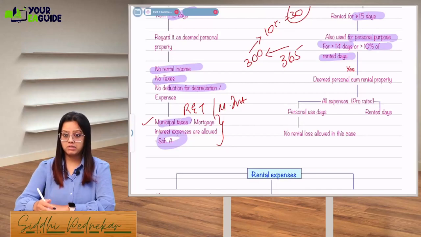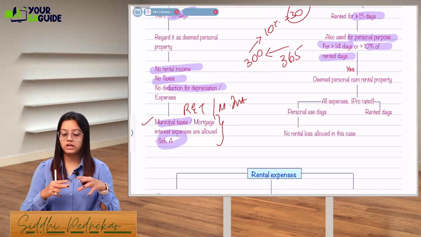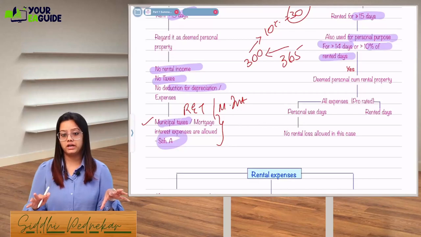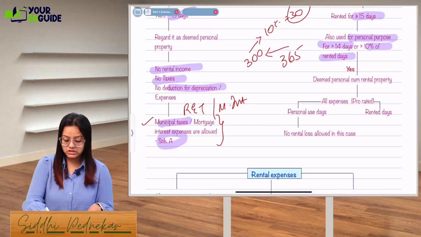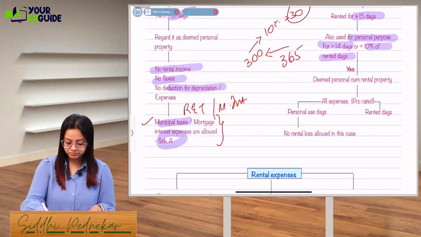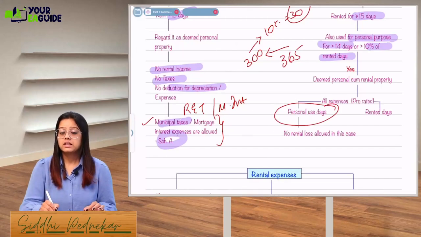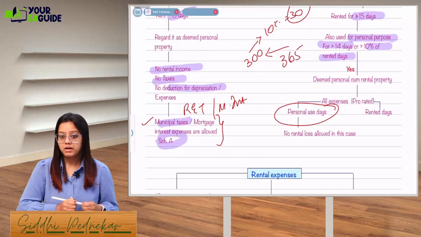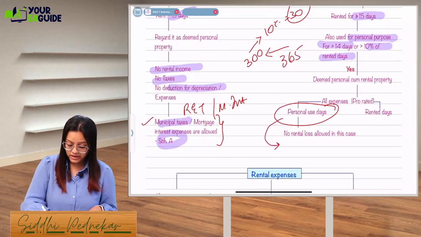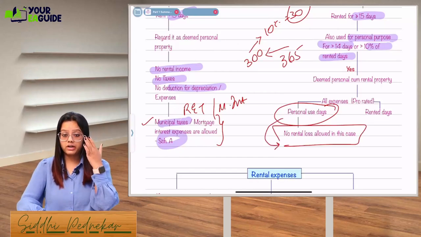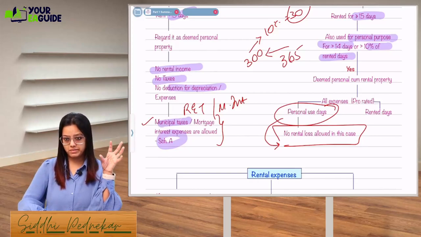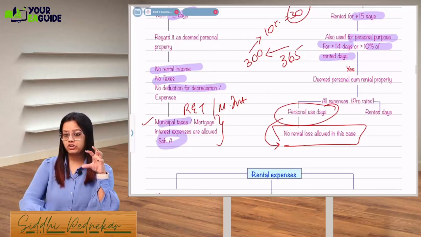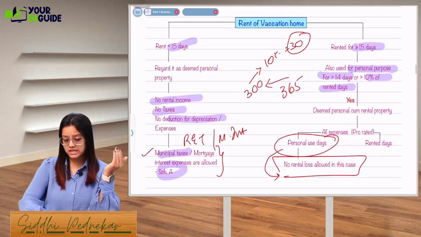It means whatever income I'm going to earn, I'll have to allocate between the personal use days and the rented days. Whatever amount is allocated to personal use days will not be added as income, but against that, rental loss will also not be allowed, and no expense will be allowed. You have to apportion your rental property between the personal use days and the business days.